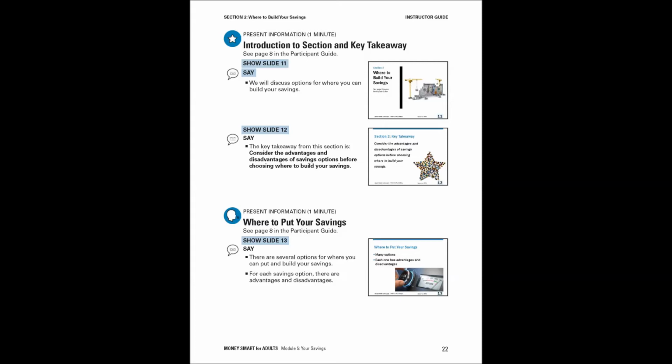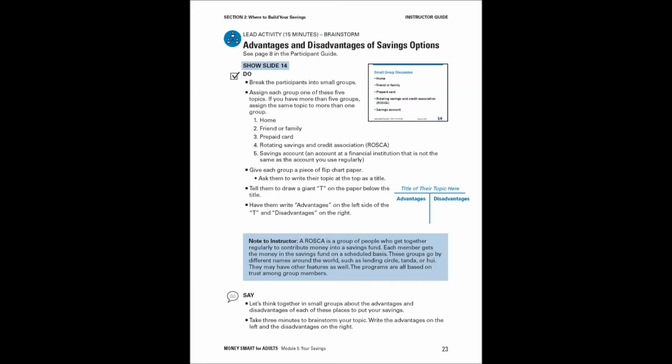Now, this is really about helping your participants understand that there are different options, but there are advantages and disadvantages. So showing slide number 14, you're going to give them these particular topics. There are 5 topics around this discussion, and you're going to assign the group to these 5 topics. If you have more than 5 groups, assign the same topic to more than one group.